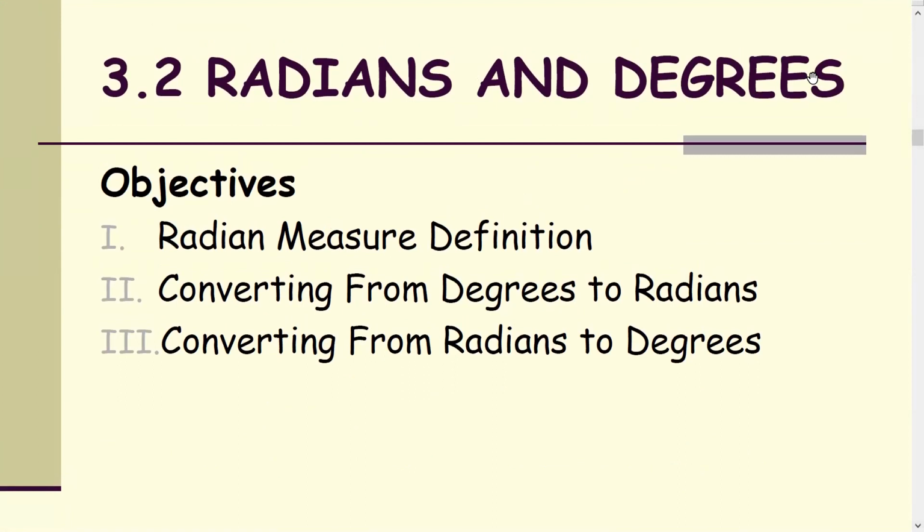Section 3.2, Radians and Degrees. In this section, we will look at the radian measure definition, converting from degrees to radians, and converting from radians to degrees.